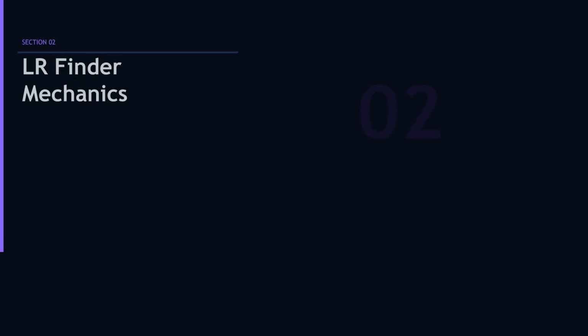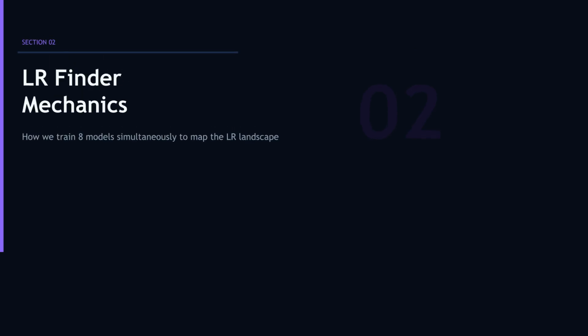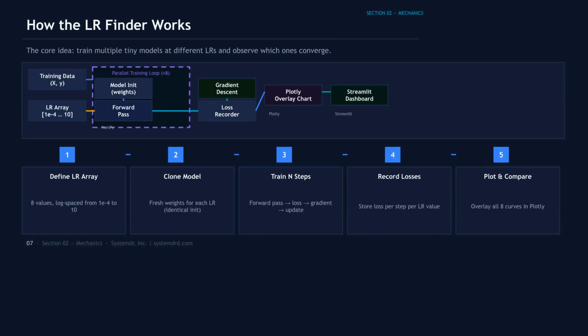Now, let's explore the LR Finder's mechanics. The key is running multiple small training simulations in parallel to efficiently map the learning rate landscape. The core process has 5 steps. First, define a log-spaced LR array. Second, clone the model with fresh weights for each LR. Third, train each model for a small number of steps. Fourth, record the loss at each step. Finally, plot and compare all curves to see which rate converges fastest. This parallel approach is fast by design.